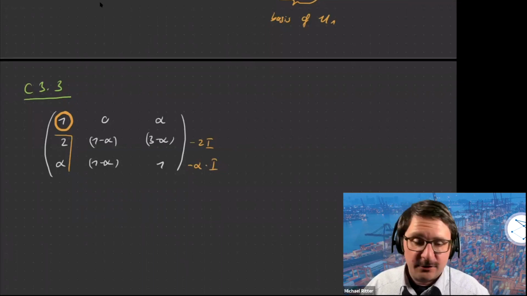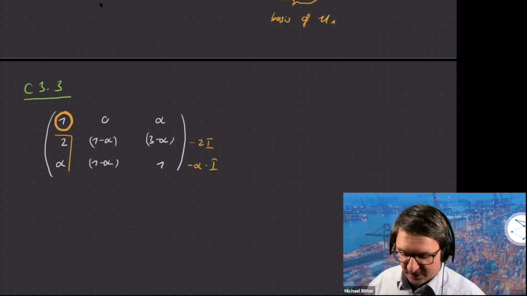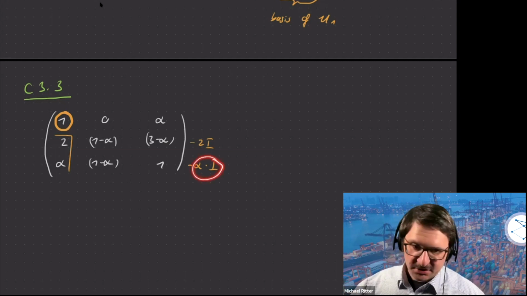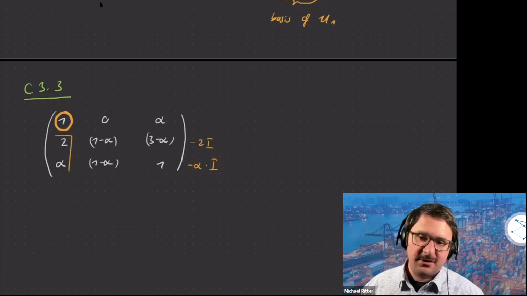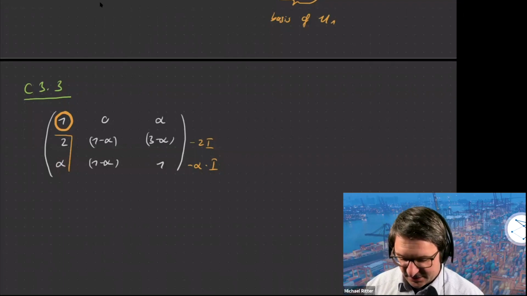And notice that I don't have to make a case distinction here. If alpha is 0, that's not a problem. Then I'm just subtracting 0 times something, so I'm not doing anything. And if alpha is 0, that's fine because there is a 0 already. So no need to make a case distinction here.